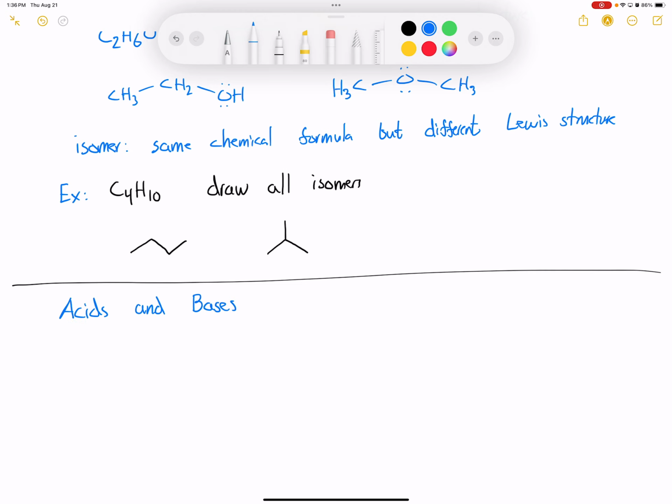So acids and bases. Most of the acids and bases we've talked about, or you've probably seen, are mostly inorganic. But the ones we'll focus on are purely organic. So they're all covalent compounds, and they all have polar covalent bonds.